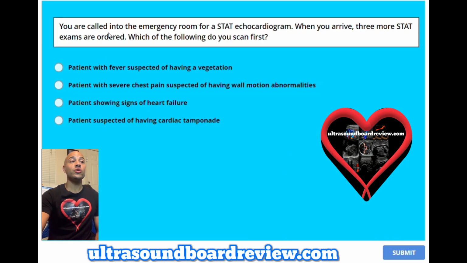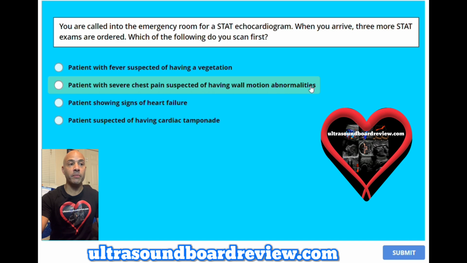Question 83. You are called into the emergency room for a stat echocardiogram. When you arrive, 3 more stat exams are ordered. Which of the following do you scan first? A, patient with fever suspected of having a vegetation. B, patient with severe chest pain suspected of having wall motion abnormalities. C, patient showing signs of heart failure. Or D, patient suspected of having cardiac tamponade.